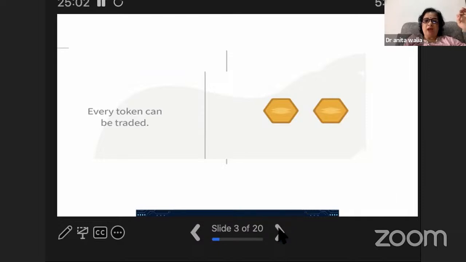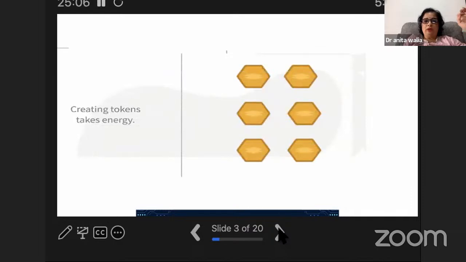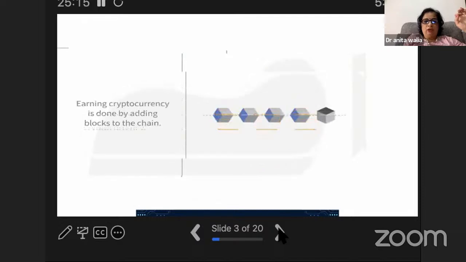So how do you earn that cryptocurrency? Earning cryptocurrency is done by verifying and adding a new block to the chain. We already know this, that we have to add a new block. So whenever a new block is added, it is opened. Okay.